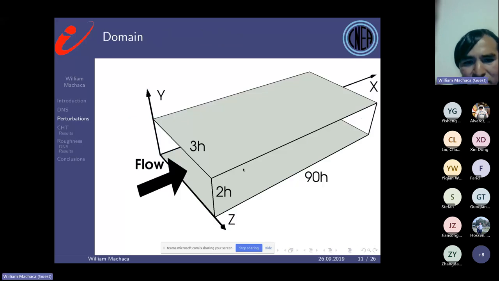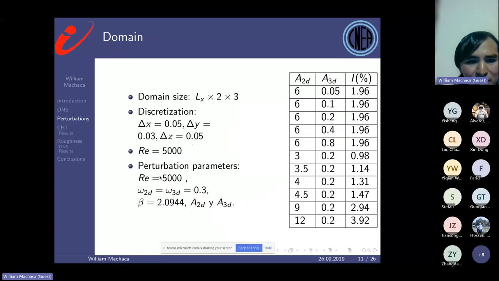We made different simulations in this rectangular domain, where we impose at the channel inlet a laminar base flow plus a perturbation. The perturbation was calculated for a fixed Reynolds number, a fixed frequency in two and three dimensions, and a fixed wave number in a spanwise direction. We varied only the amplitude of two and three dimensional perturbations, where A2D and A3D are the amplitude of the two and three dimensional perturbations. All the cases are shown in this table, where I is the inlet turbulence intensity.